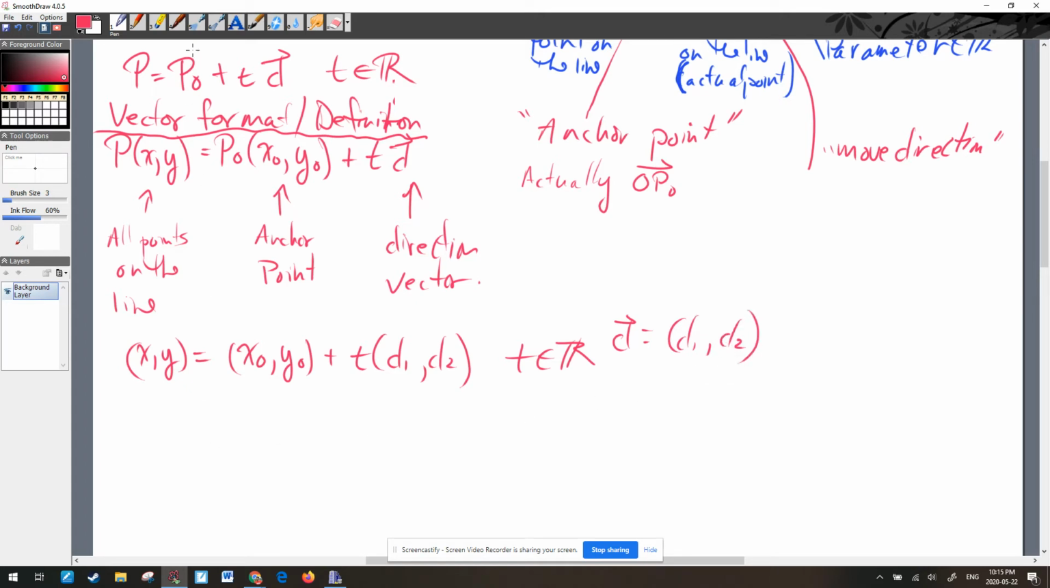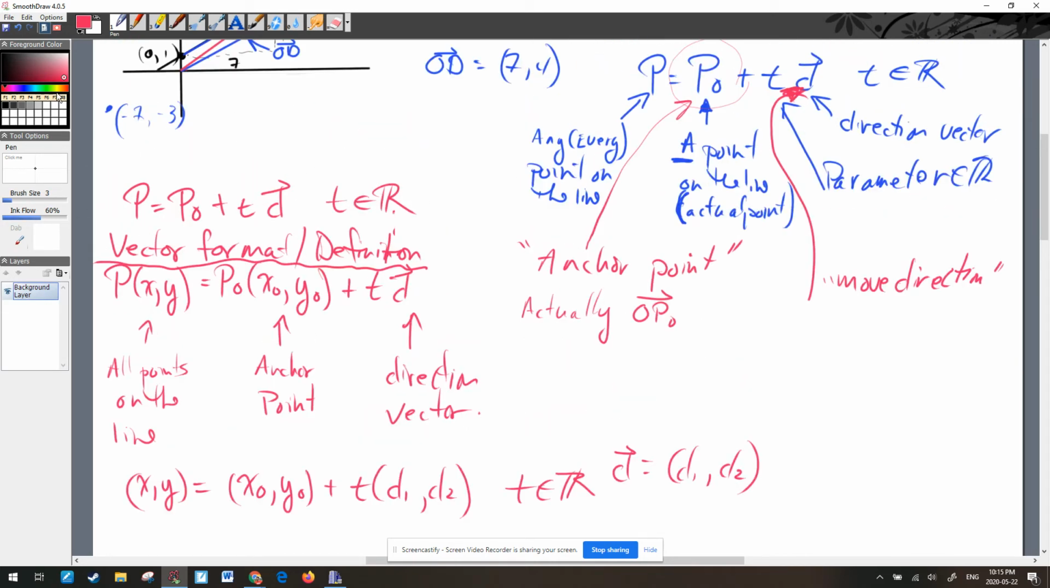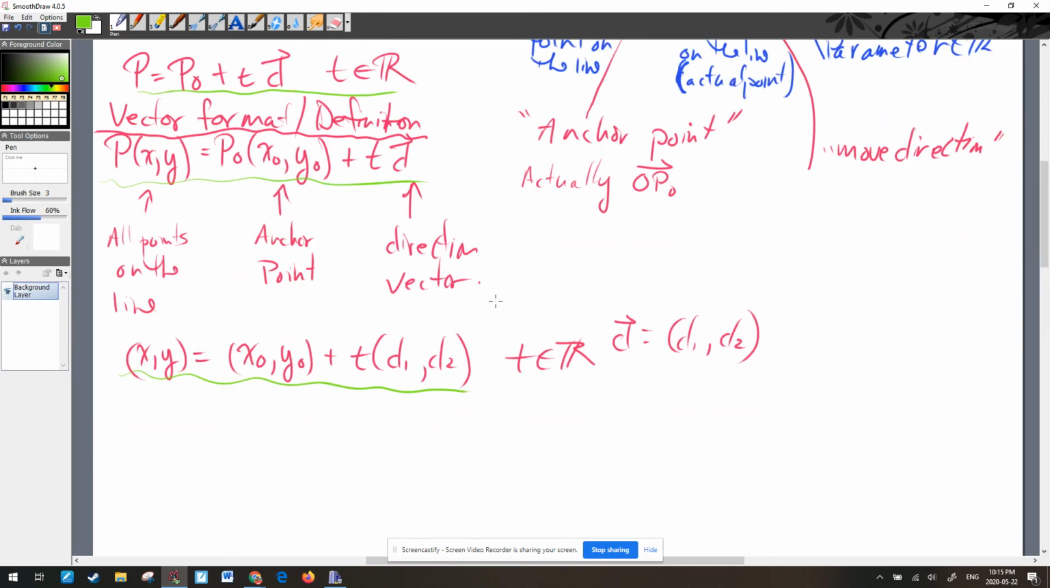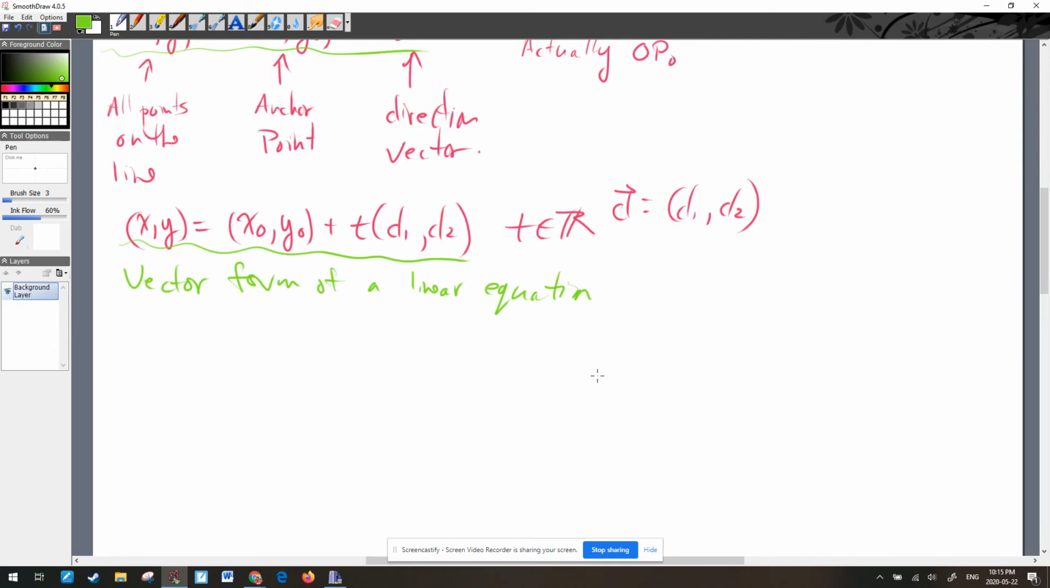Now, these are all three of these things. I don't have a highlighter that I can use, but I'll just underline them with whatever color that is. These are all simultaneously the vector format of a line. So it's known as the vector form of a linear equation. But they can be in different forms. So let's move on and examine a different form.